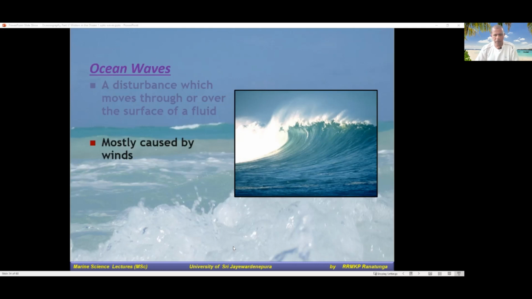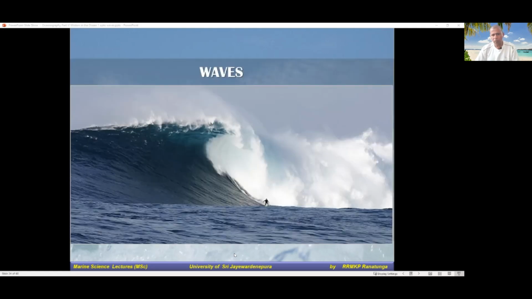So as we know already, the main reason for the surface water movement is the wind, right. So wind causes the movement of surface waters, including the waves, right. But as we know, there are other reasons as well, which we will discuss later on, right. So how are these waves formed?